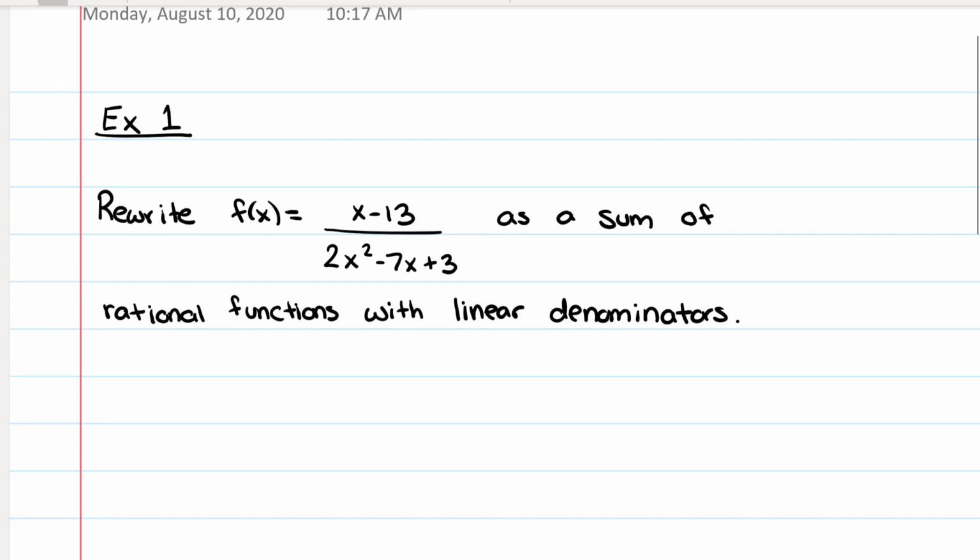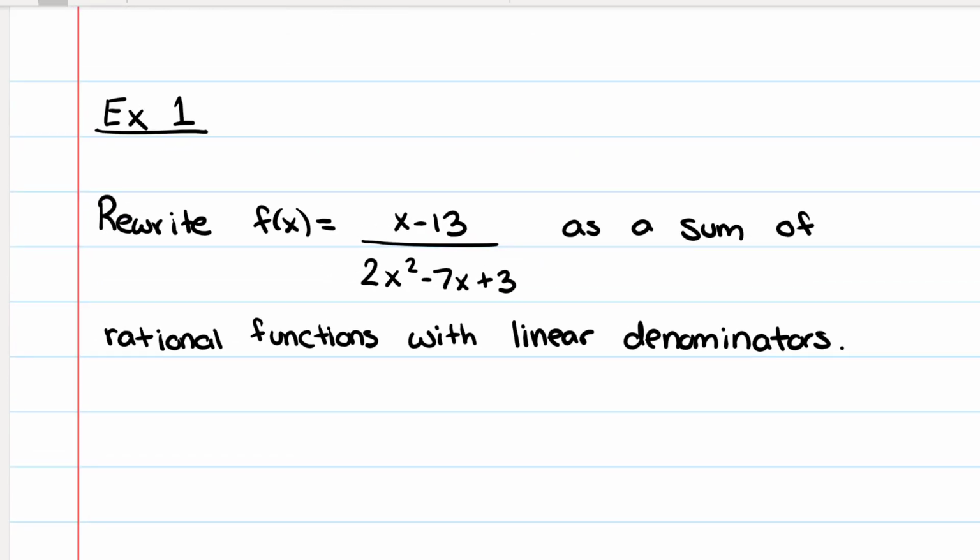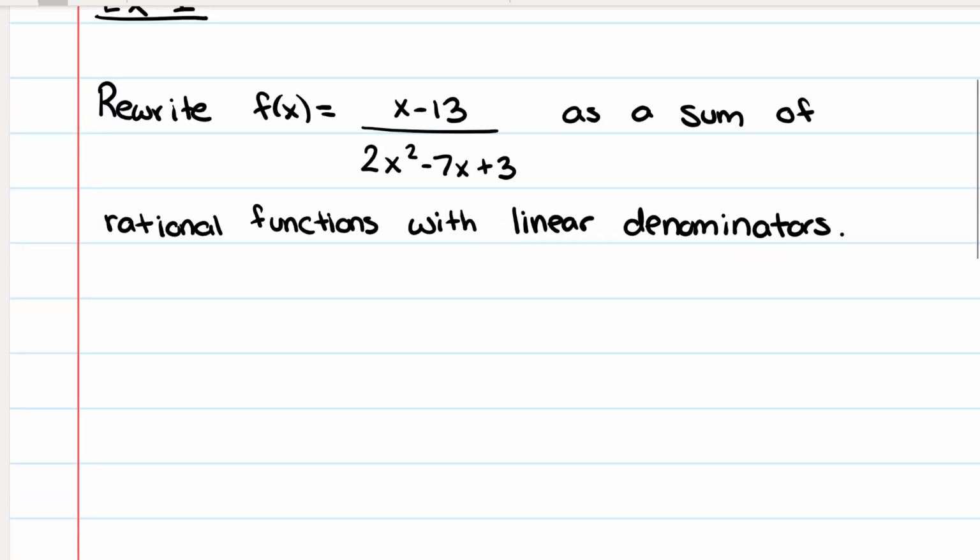Okay, so we're going to rewrite f of x equals x minus 13 over 2x squared minus 7x plus 3 as the sum of rational fractions with linear denominators. Basically, we want to break it up into two pieces. Okay?